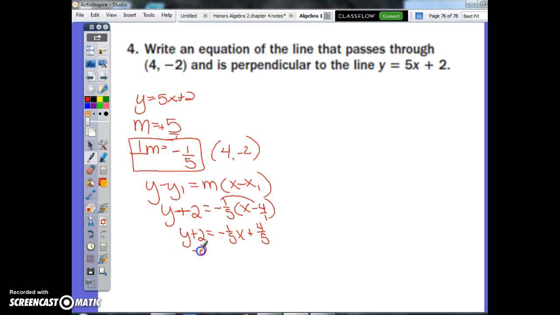All right, then we subtract 2. You might need your calculator for this. But y equals a -1/5 x. Let me write it right. -1/5 x minus 1 1/5. This is your answer. Your calculator will do the fractions for you. Don't worry.